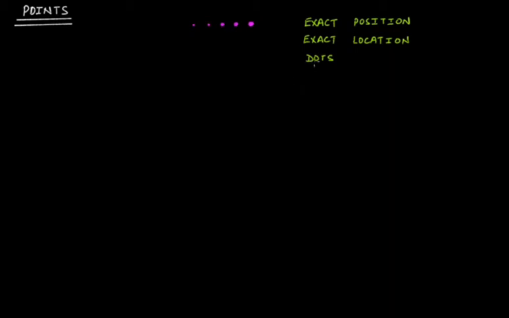By the dots we mean that they don't have any size. You can't say that these dots have some size, or that points have some size. They don't have size. And by that we mean that they don't have length, they don't have width, and they don't have depth.